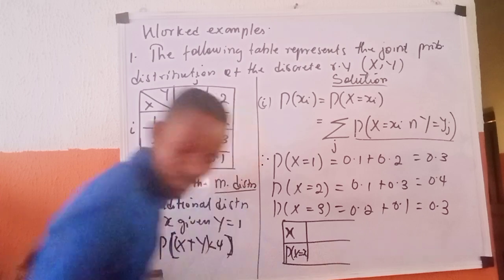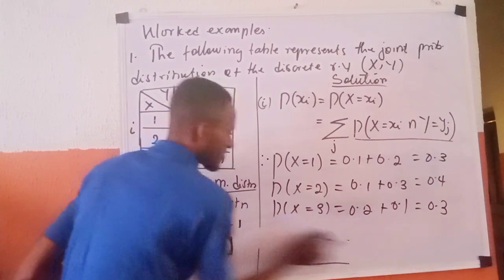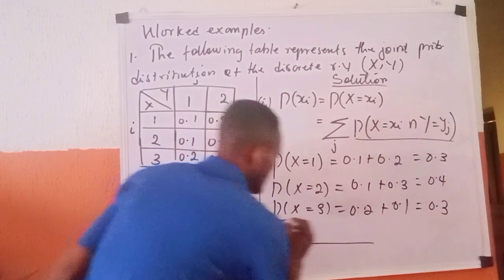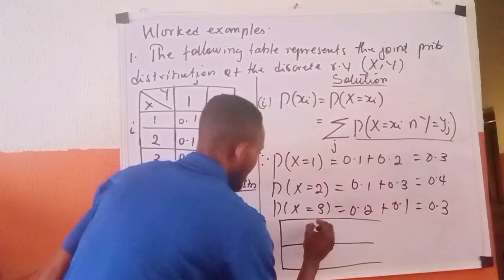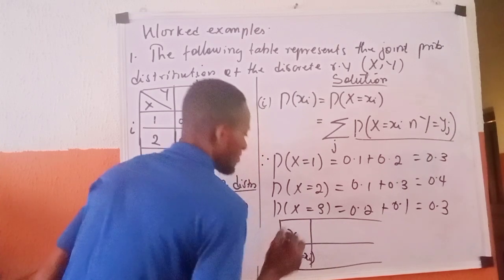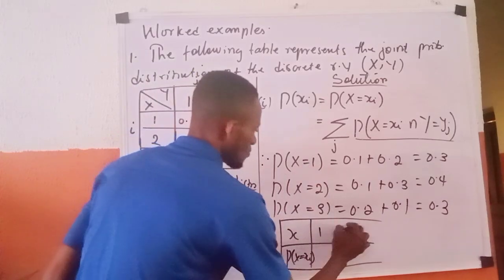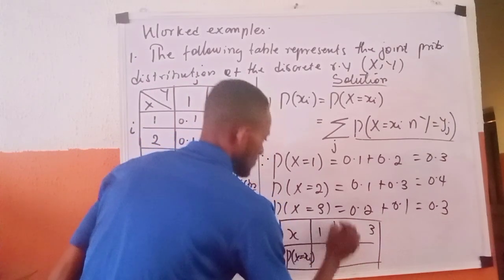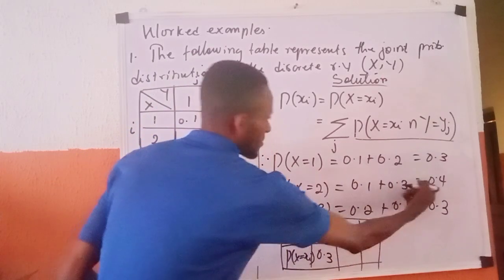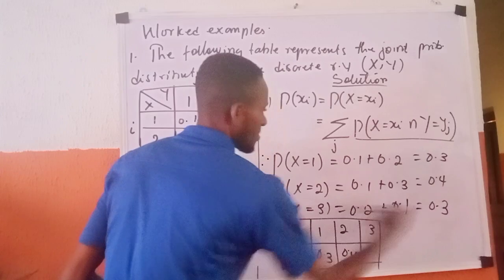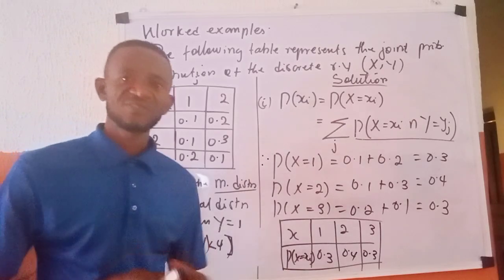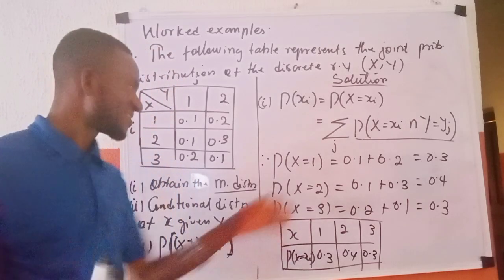xi. Okay, let me make it clear so I can see it very well. I have that this is x. I have that this is P of x equals xi. So my x begins from 1, 2, and 3. At the point where it is 1, 0.3. When it was 2, 0.4. When it was 3, 0.3. This is the marginal distribution of what? Of x. This is this.